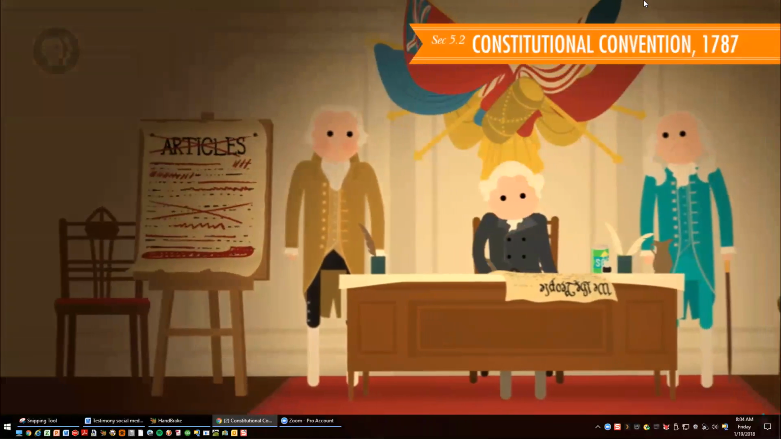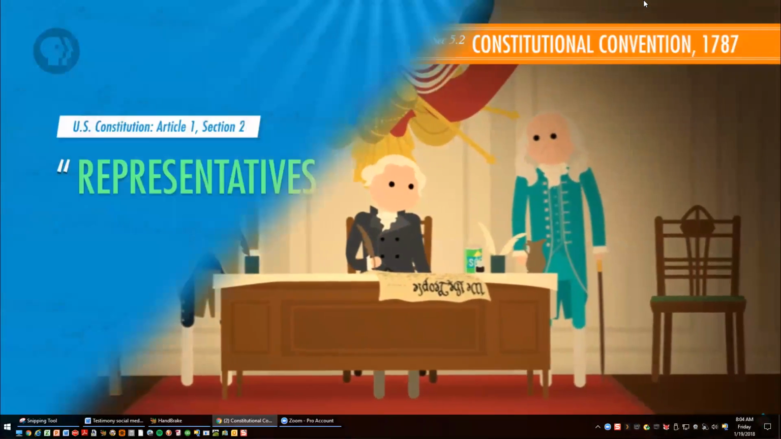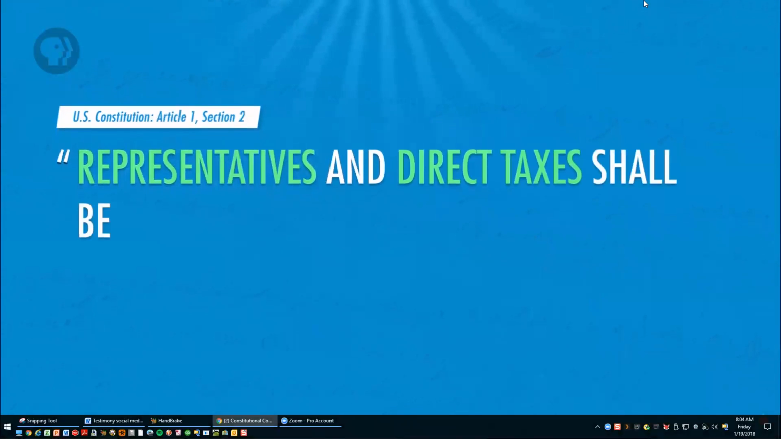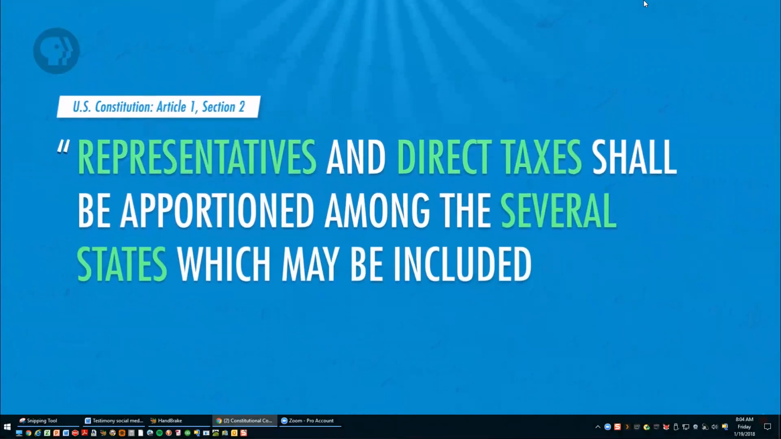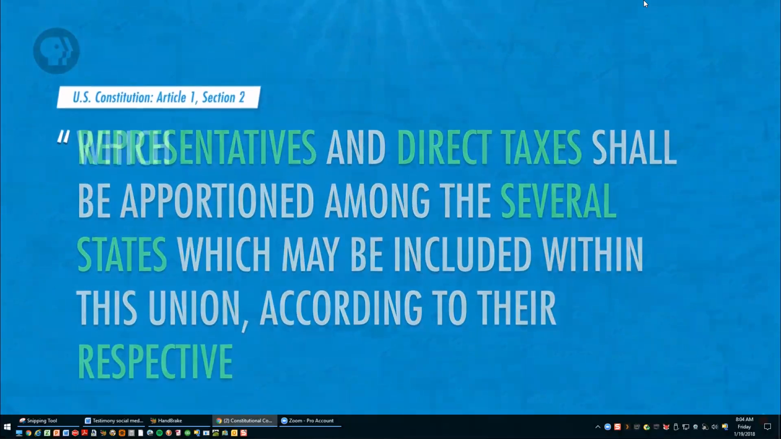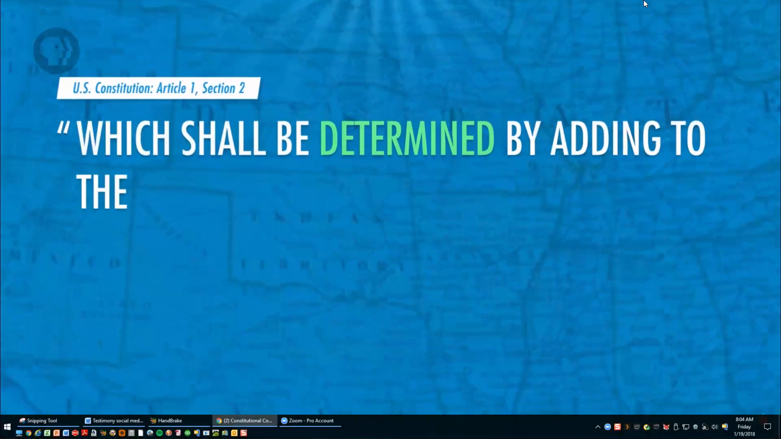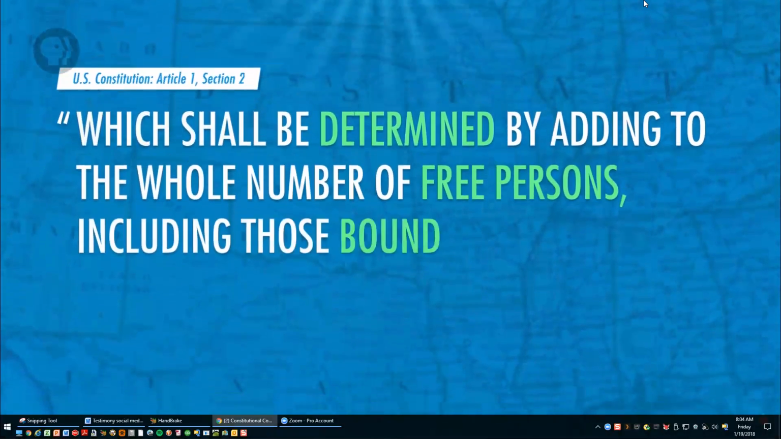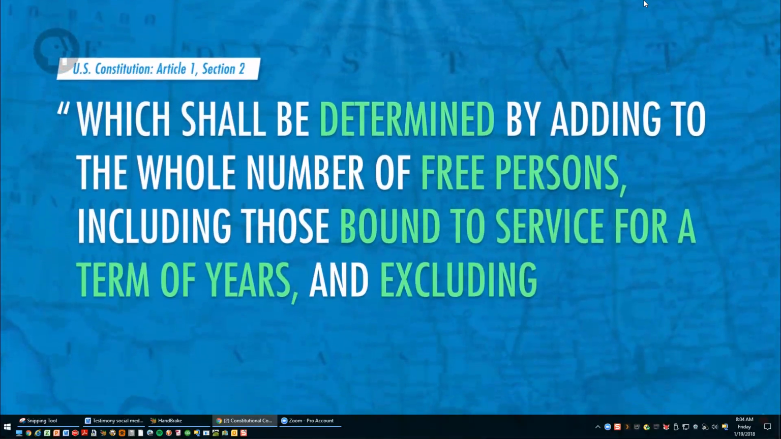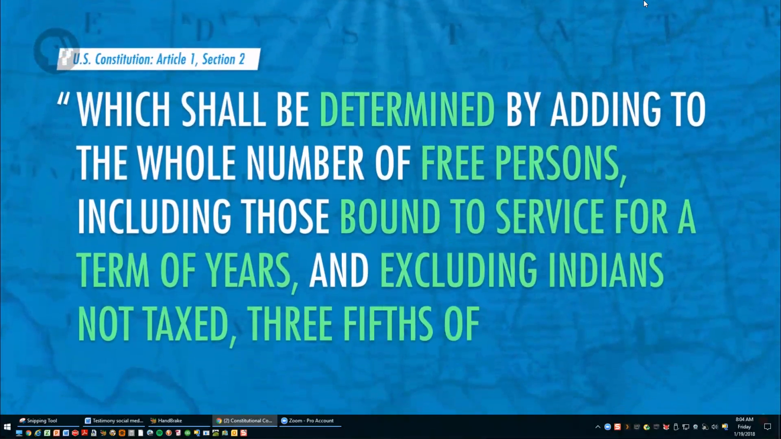Article 1, Section 2 of the Constitution includes the following clause. Representatives and direct taxes shall be apportioned among the several states which may be included within this union, according to their respective numbers, which shall be determined by adding to the whole number of free persons, including those bound to a service for a term of years, and excluding Indians not taxed, 3/5 of all other persons.